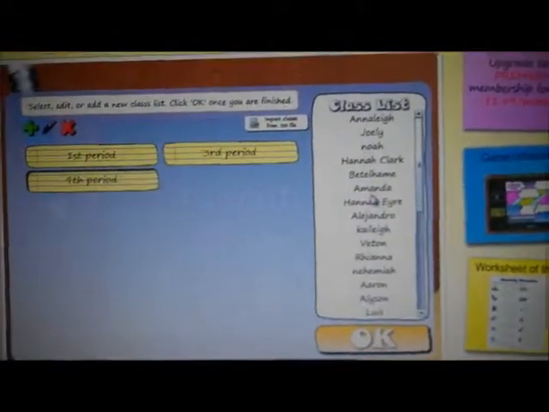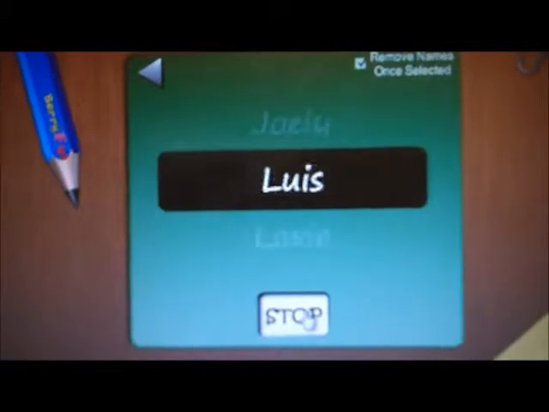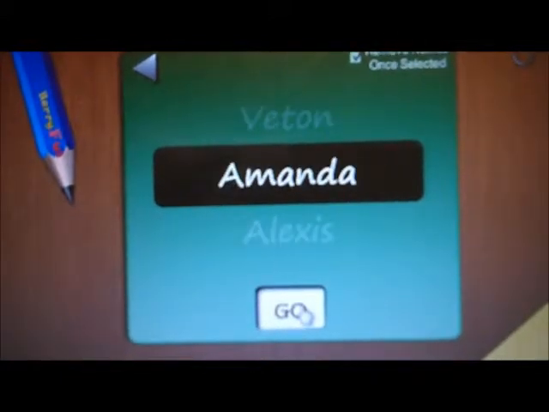It pulls up all the kids' names here. So if I needed to edit them for any reason, I could add names to my list, I could edit the names that are there, or I could completely delete a class if I don't need it anymore. There is a way for you to import, you can barely see that, import a roster from online if that's what you have. But I would just press this OK, and then you're ready to go. So for that first activity, I would just press Go, and then press Stop whenever I feel like it.